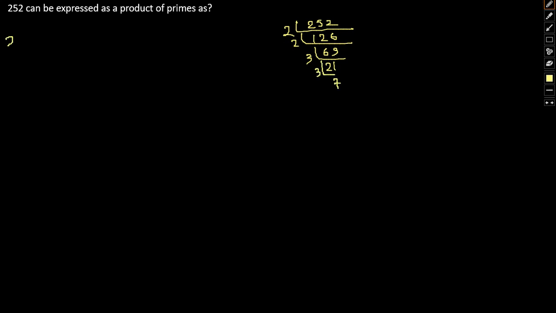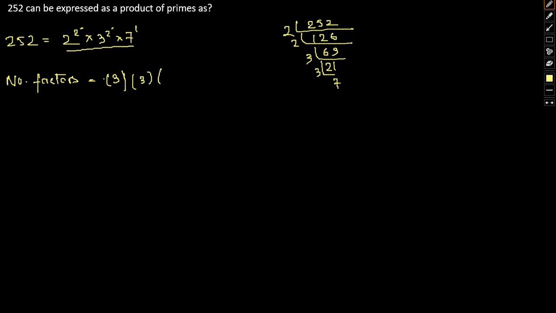So 252 can be written as 2 square into 3 square into 7. Okay, now if we are talking about the number of factors, so this is how it can be represented as a product of primes. Now the number of factors will be 3, because this is power 2, so 2 plus 1 is 3, into again this is 2, 3, and this is power 1, so 1 plus 1 is 2. We have 3 into 3 into 2, which is 18. I hope this is clear. As in the approach, generally this is the maximum extent to which they ask.